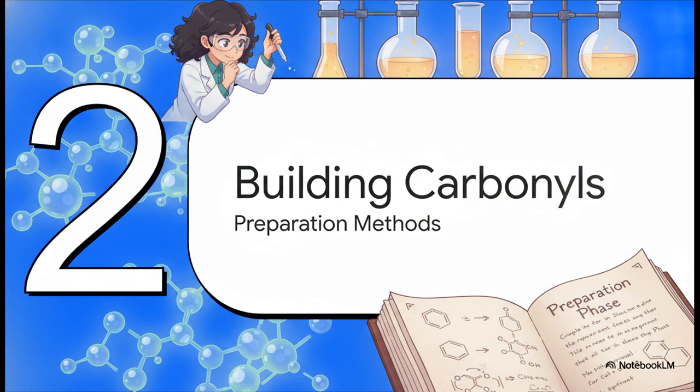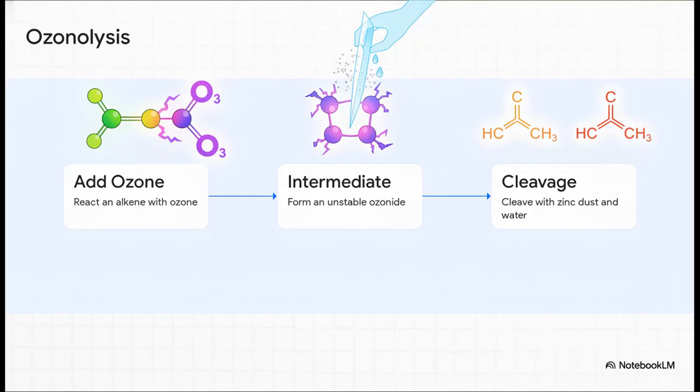Section 2. How to build carbonyls. So how do we actually bring these specific molecules into existence? Let's open up the chemist's cookbook and look at the preparation phase. One of the absolute coolest ways to build a carbonyl is through a process called ozonolysis. Just imagine taking an alkene, so a molecule with a carbon-carbon double bond, and blasting it with ozone. The ozone attacks that double bond and creates this unstable temporary structure called an ozonide.